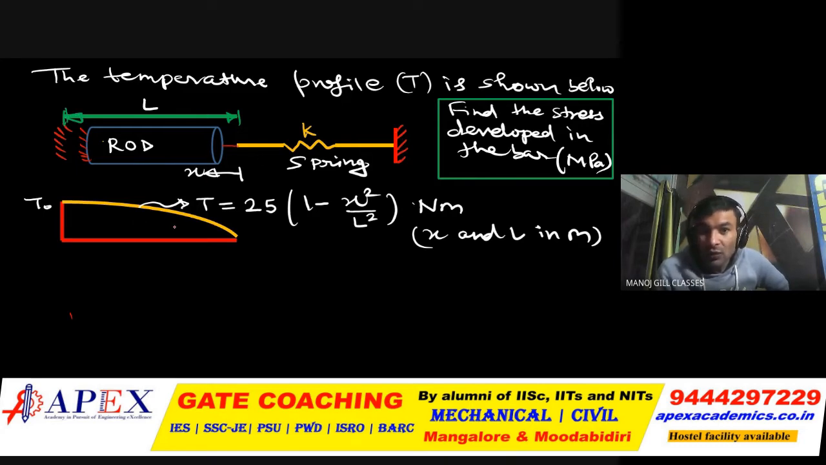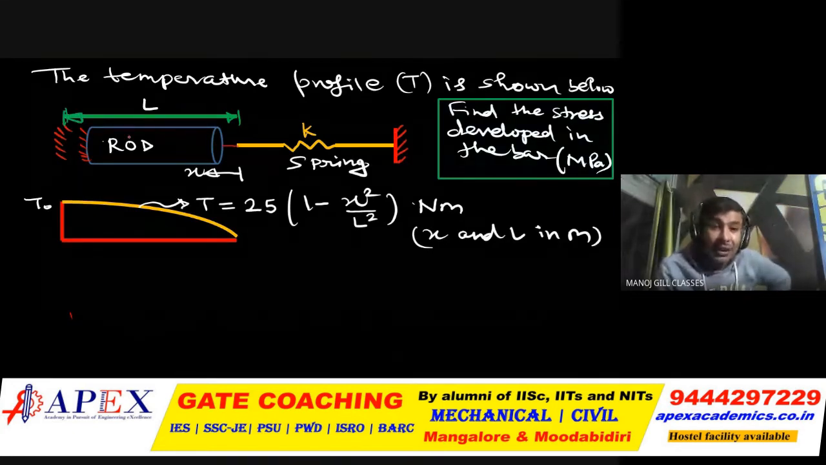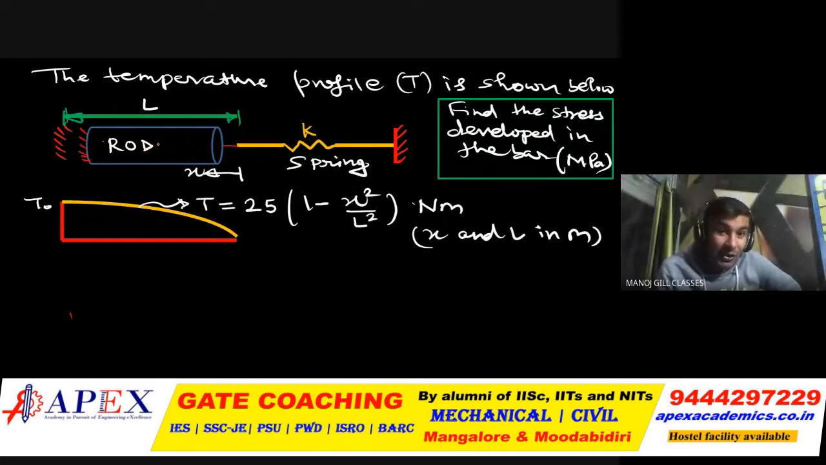Very important. Now, first you have done problems where the temperature was constant throughout, or the temperature gradient was uniform throughout the length of the rod or bar. But now see, in this problem the temperature is of varying nature. It is given as the temperature profile T = 25(1 - x²/L²), something parabolic. Very important. Now you have to find the stress developed in the bar, in megapascal.